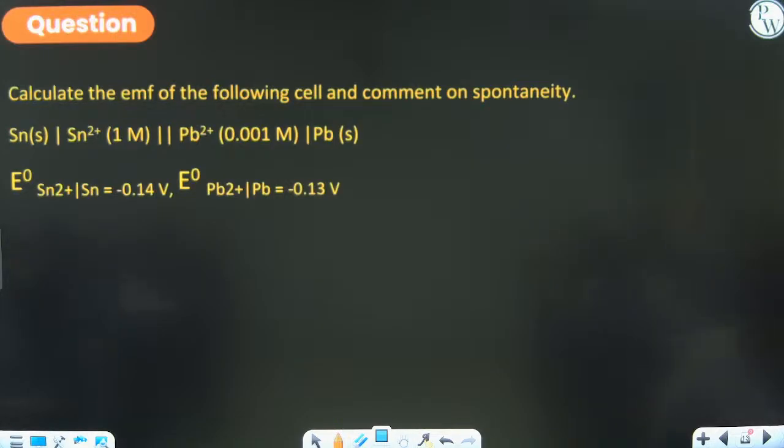Net cell reaction. Done? How many of you are able to do net cell reaction? Raise your hand. Confidently. It will be right. Only two.